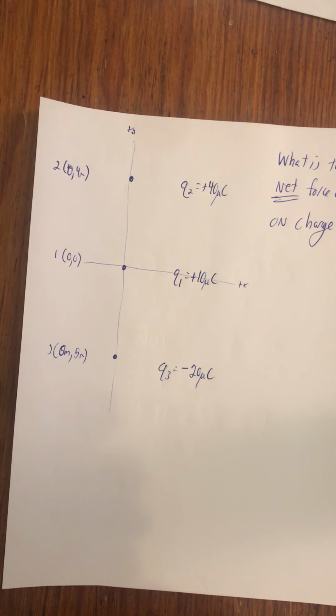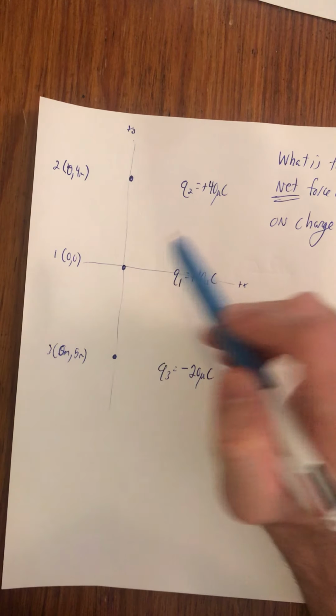So what's the net force on charge 1? The first thing we should actually do is do our force process. Step 1, free body diagram. So let's look at charge 1. What forces act on charge 1? Oh, well, 2 acts on 1.